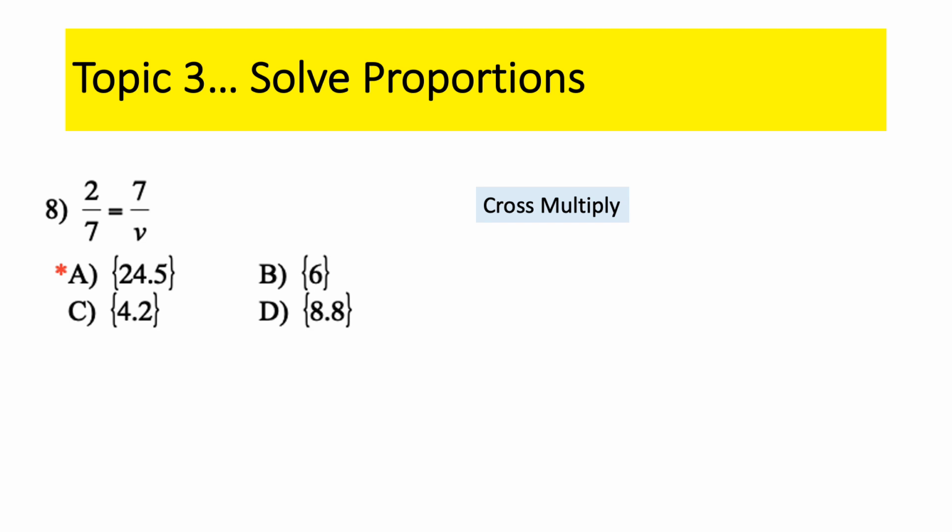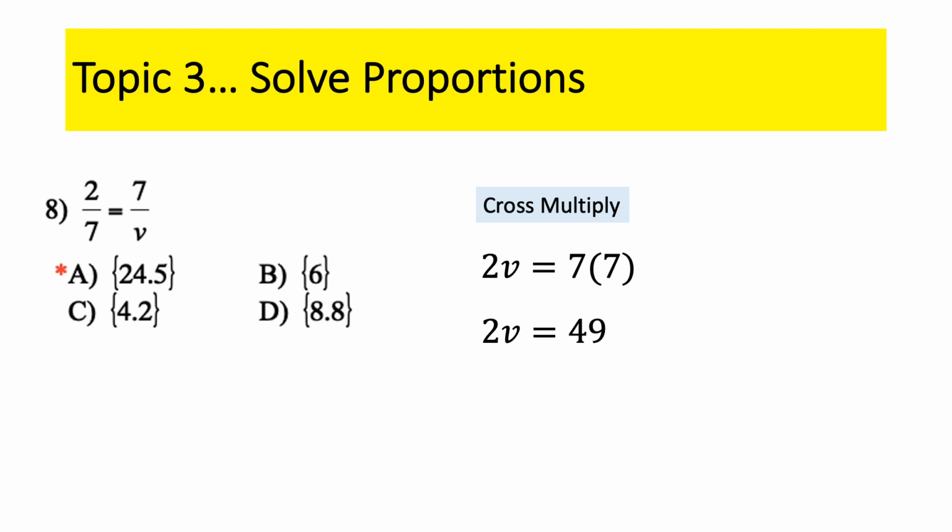You make that cross. So 2 times V is equal to 7 times 7. You see where I'm getting those numbers from? 2 times V, that's the cross, equals 7 times 7. Okay? Upper left, lower right. Lower left, upper right. Now we just use some algebra. 7 times 7 is 49. V's on the left side. What's attached to it? 2. How's it attached? Multiplication.